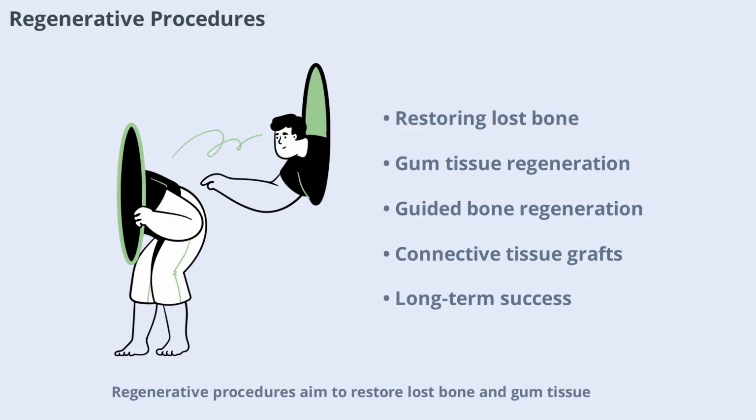Regenerative procedures aim to restore lost bone and gum tissue. Techniques such as guided bone regeneration and connective tissue grafts are used to promote healing and reattachment. These procedures are carefully planned based on the extent of tissue loss and the patient's needs. Regeneration enhances the stability of the dentition and improves overall periodontal health. By restoring lost structures, clinicians can achieve long-term success in periodontal therapy.